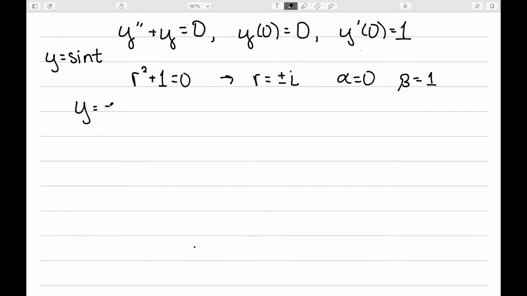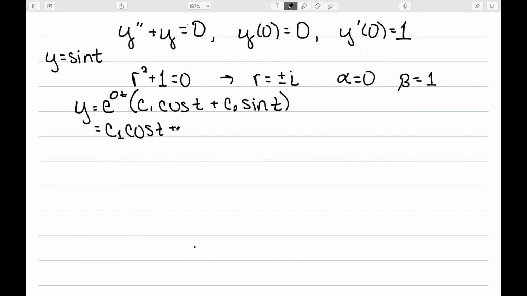My general solution then looks like e to the alpha t times c1 cosine beta t plus c2 sine beta t. Since e to the 0 is 1, I can simplify this to c1 cosine t plus c2 sine t. We're also going to look for the derivative to find our c1 and c2. This is minus c1 sine t plus c2 cosine t.